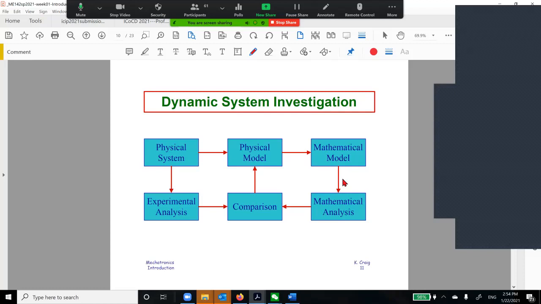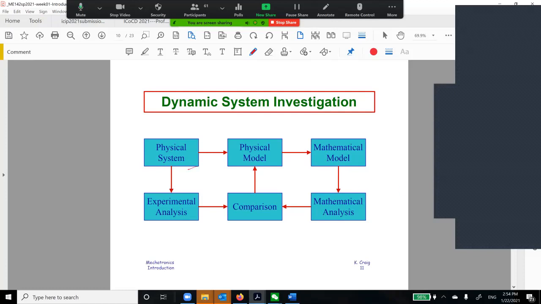The reason we study dynamic systems, or dynamic system investigation, is that we have a purpose: to understand the system's behavior, to be able to reproduce its behavior, that's a simulation, and to be able to predict its behavior, that's a model. Then we can predict what's going to happen at the next time moment, okay? So with that, I'm going to go through this with you here.